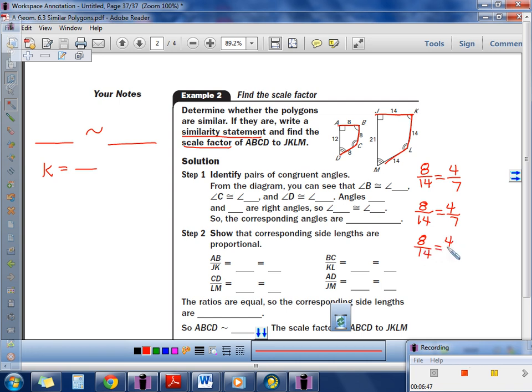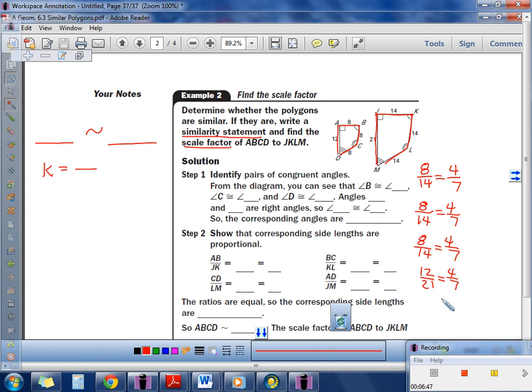It's not always that easy. And the last one. 12 matching with 21. 12/21. So I can divide them both by 3, and I get 4/7. We've just proven that these are similar because they all simplify to the same fraction.